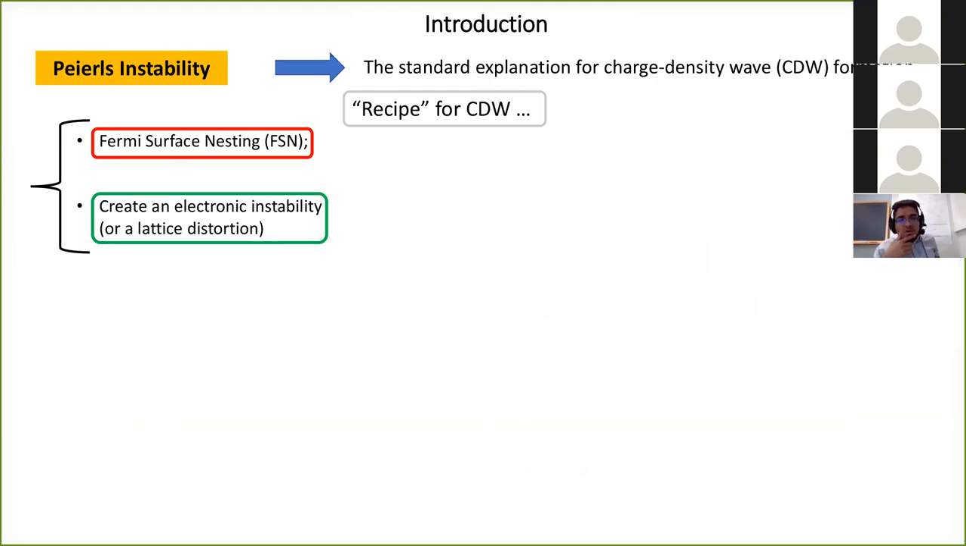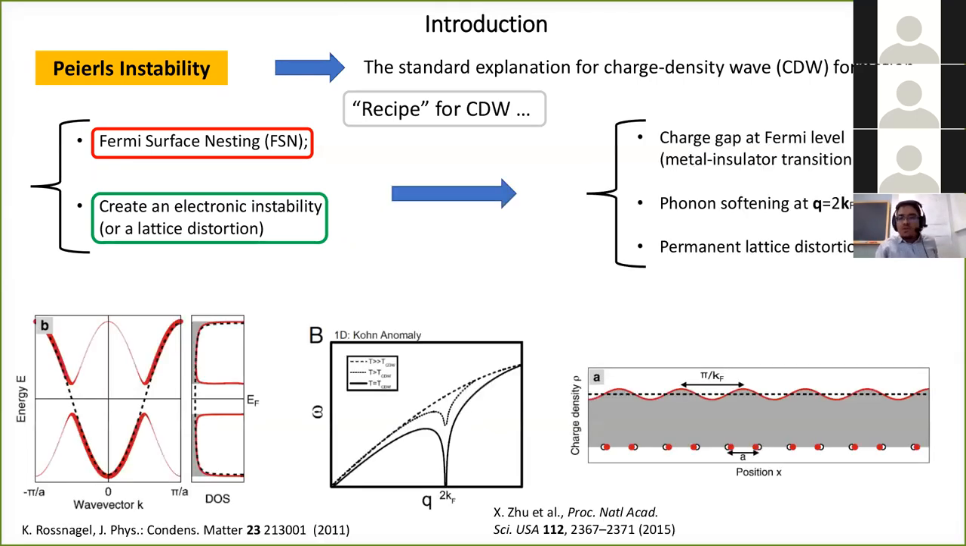So according to Peierls, the recipe for charge modulation is basically two. You have to have Fermi surface nesting, and you have to put on some electronic instability, and then if you do that, you create one metal insulator transition. In other words, you create a gap in your Fermi level, and then you create a softening in the phonon, like a Kohn anomaly, and you also create one kind of lattice distortion.